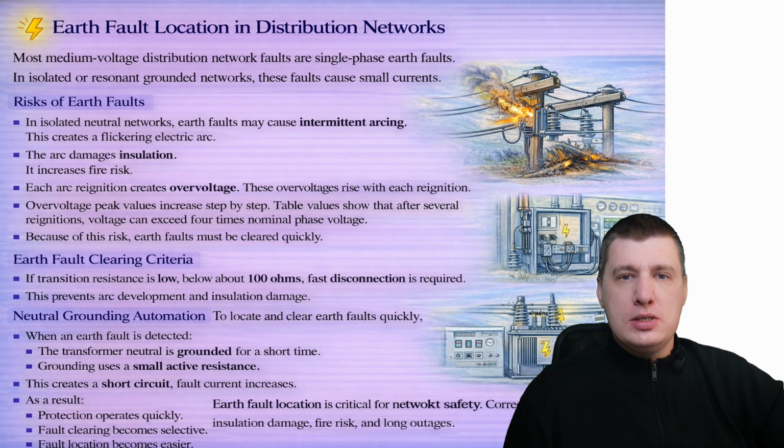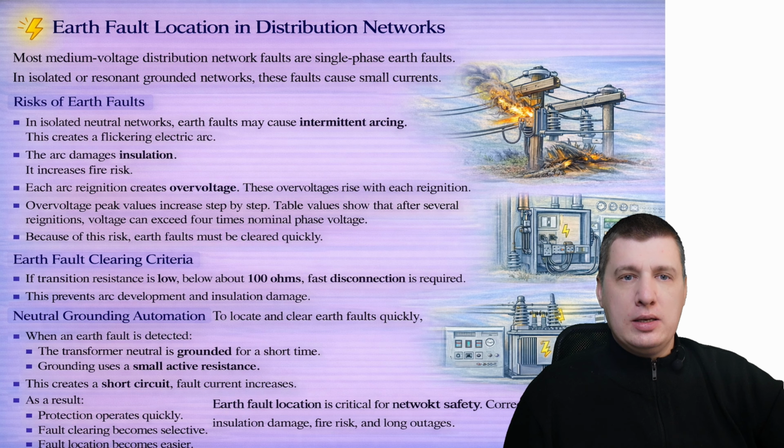If transitional resistance is low, below about 100 ohms, fast disconnection is required. This prevents arc development and insulation damage. In other cases, air faults may persist temporarily. The fault location must then be identified before reclosing.